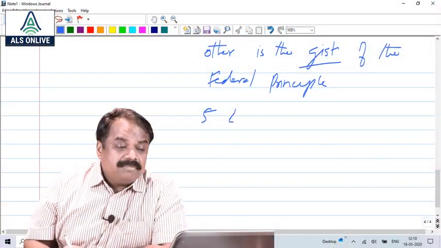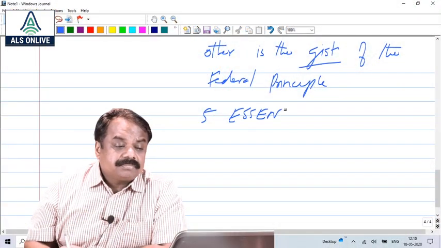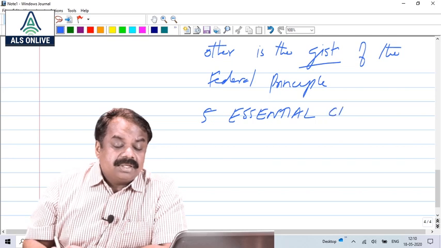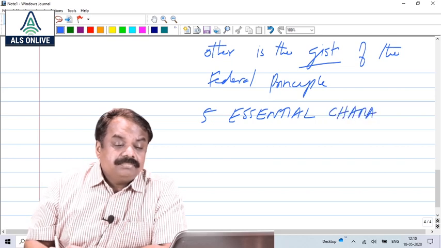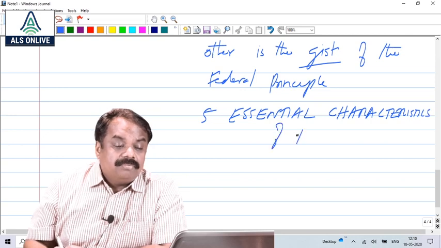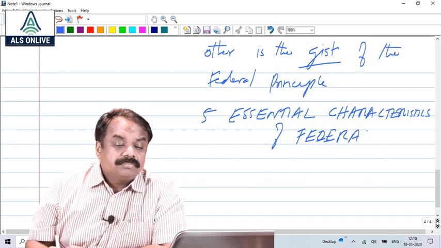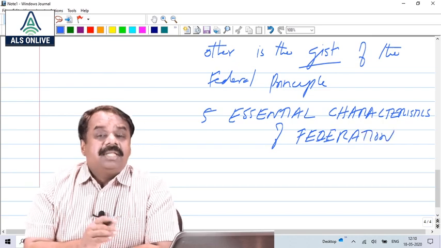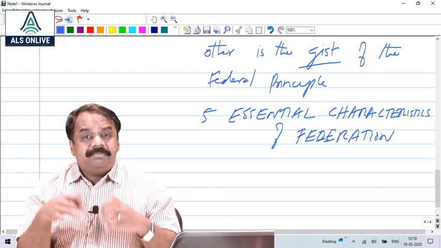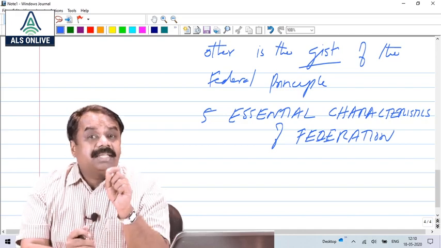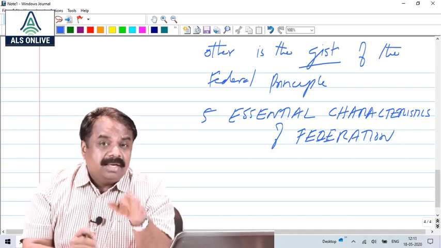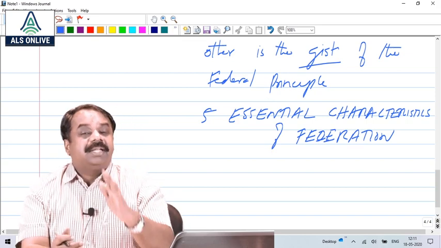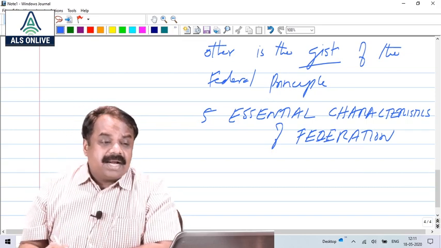Now, five essential characteristics of federation. There are five essential characteristics, and in fact, all these five characteristics are there in India. But even then, the Indian Constitution cannot be termed as federal, that is the other thing. So, what are the five essential characteristics?